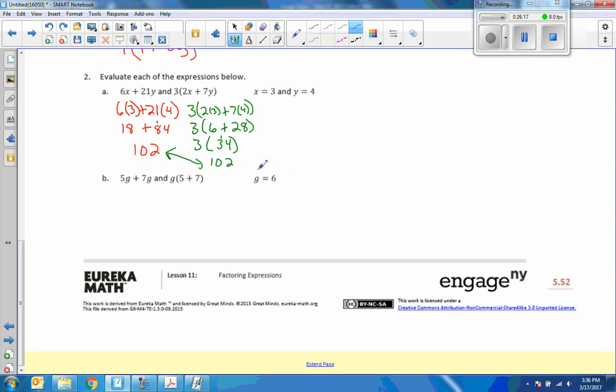Okay, now I want to plug 6 in for g. So 5 times g, which is 6, plus 7 times g, which is 6. 5 times 6 is 30, plus 7 times 6 is 42. 30 plus 42 is 72. And now I'm going to plug the 6 in over here, so I'm just going to put a 6 in place of the g, 5 plus 7. PEMDAS says to do parentheses first, so 5 plus 7 is 12, and 6 times 12 is also 72, so the factored form is equivalent to the unfactored form.